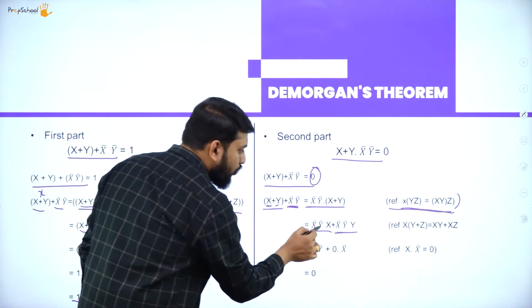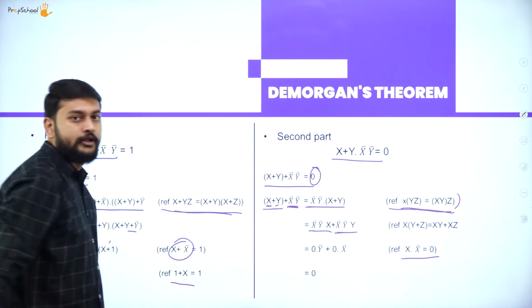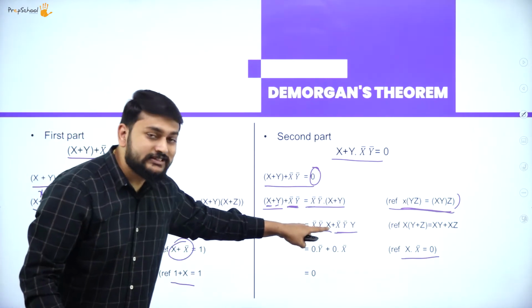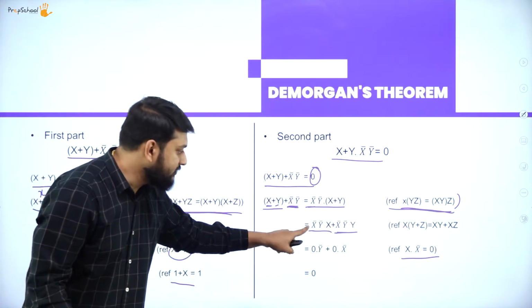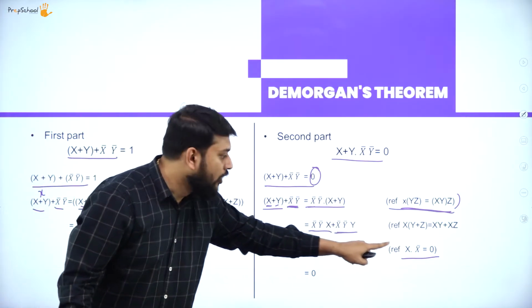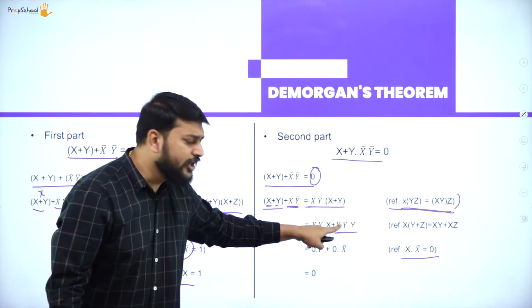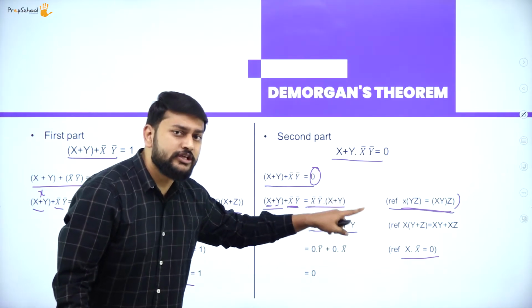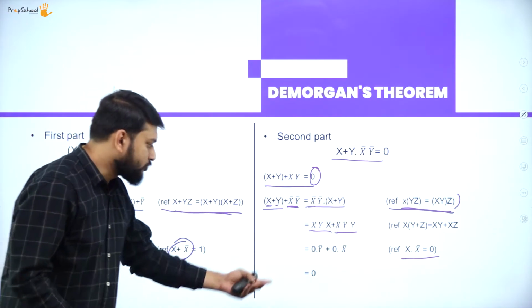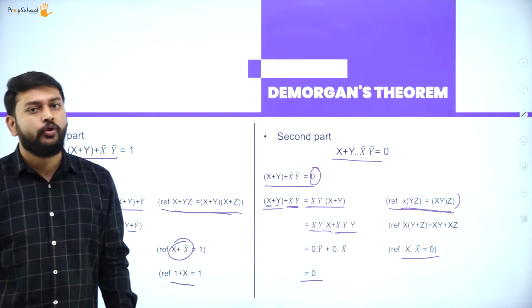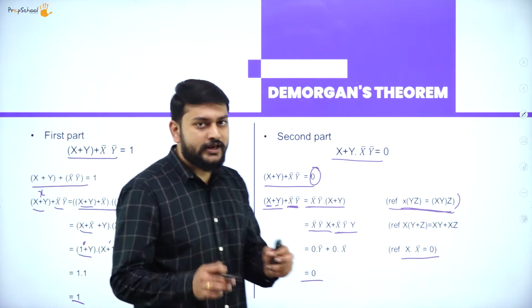You all know that. According to this, x into x'. I will rewrite this x on this side. So x into x' will give you 0. Again you have y into y', it is 0. So 0 into 0 will give you 0. That's why I will end up with 0. Hope you understood. This is very simple.